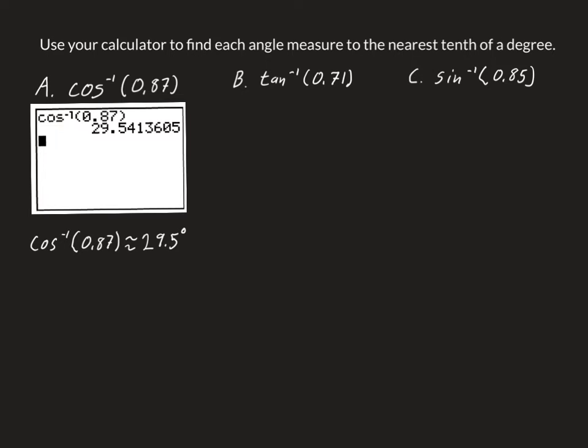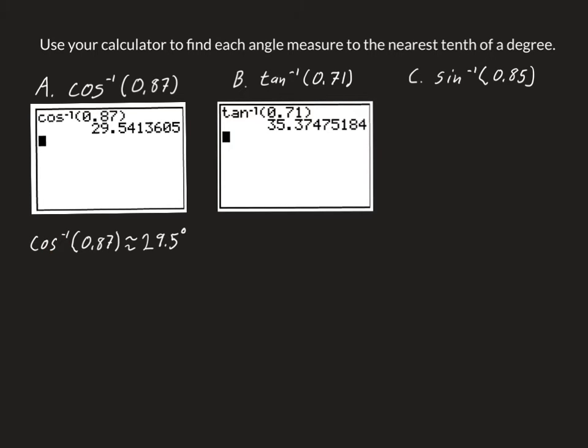And I do want to point out that when we say this, we say the inverse cosine of 0.87. We don't say cosine to the -1. That to the -1 implies that it's an exponent, and that is not an exponent. That means that this is an inverse function of cosine.